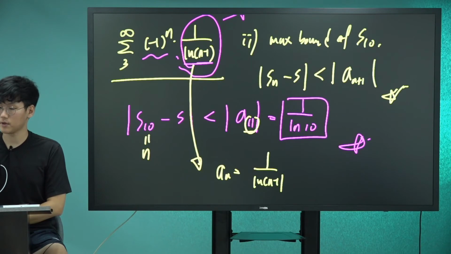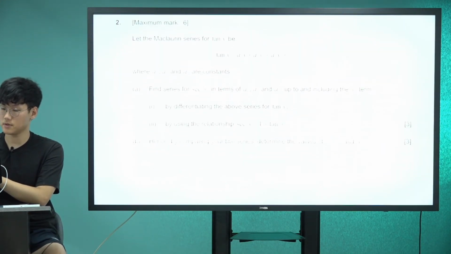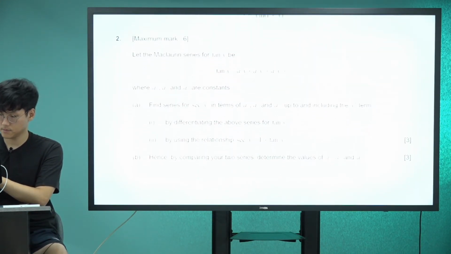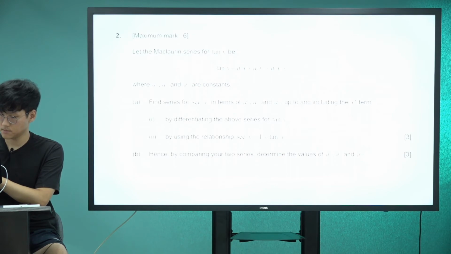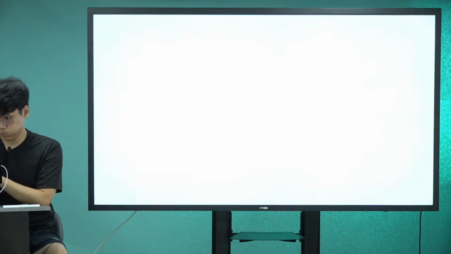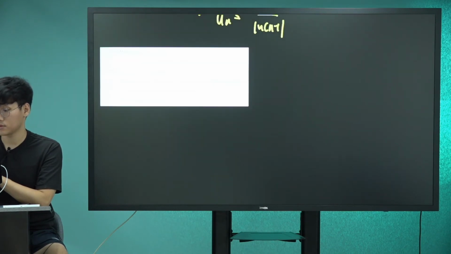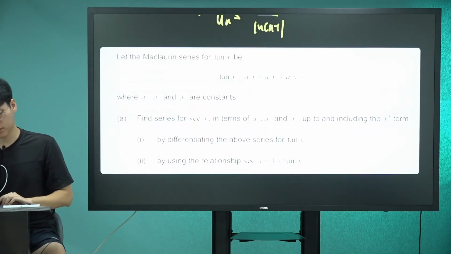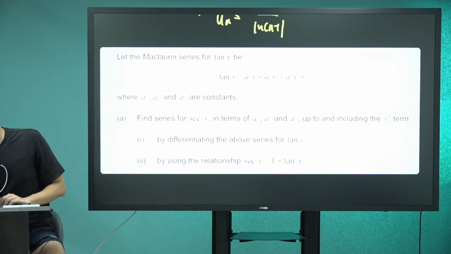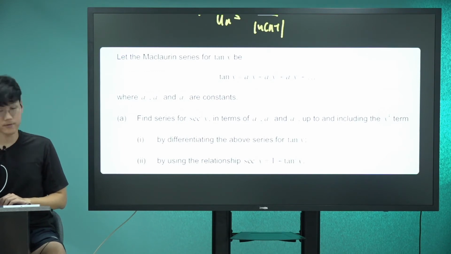So this is a rather nice one. Your job is to find the Maclaurin series of tangent. Okay? Your job is to find the Maclaurin series of tangent. Understood?